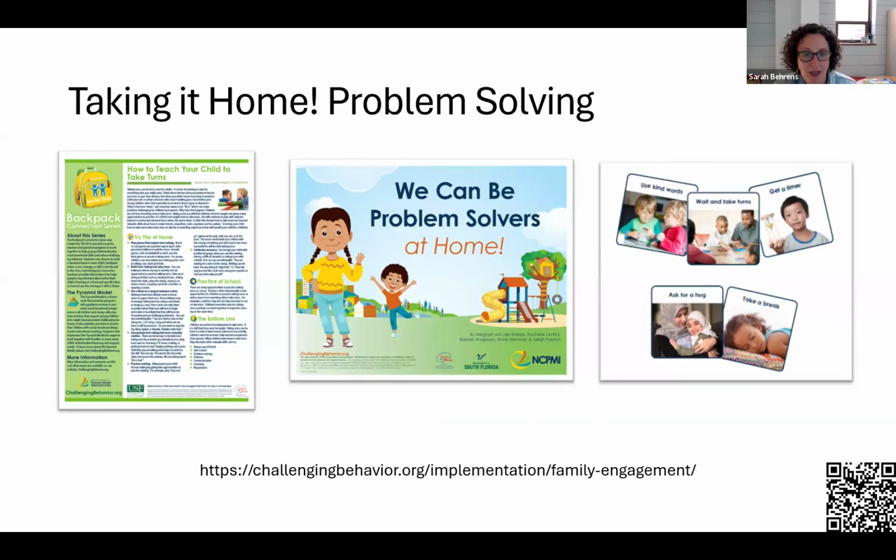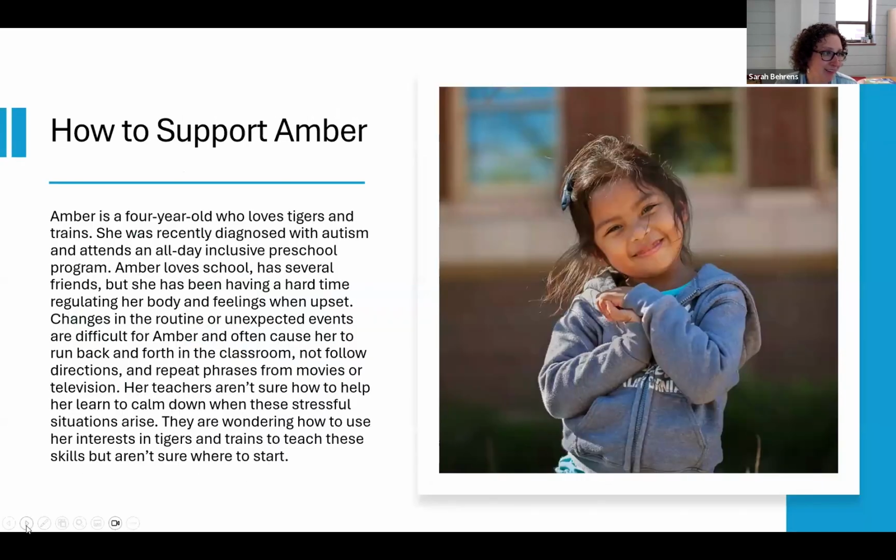So as we wrap up today, I do have a little girl that I'd like to share with you. Her name is Amber. We're gonna kind of talk through a case study and then open discussion to answering some questions of some things we might do based on what we've learned today. So Amber's 4. She absolutely loves tigers and trains, which are really fun interests to have. She does have a diagnosis of autism and attends an all-day inclusive preschool program.